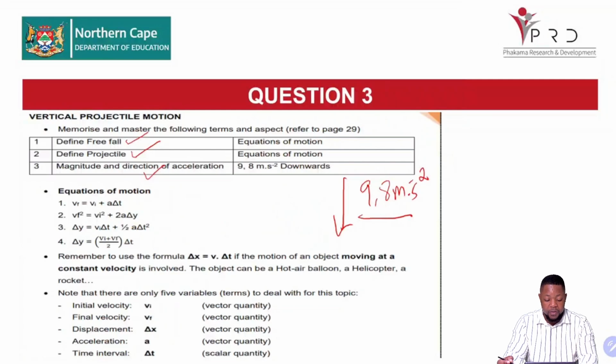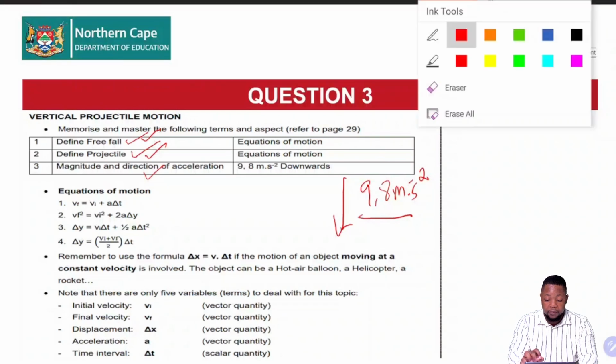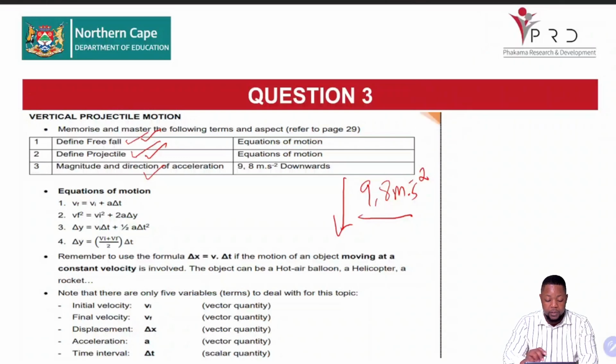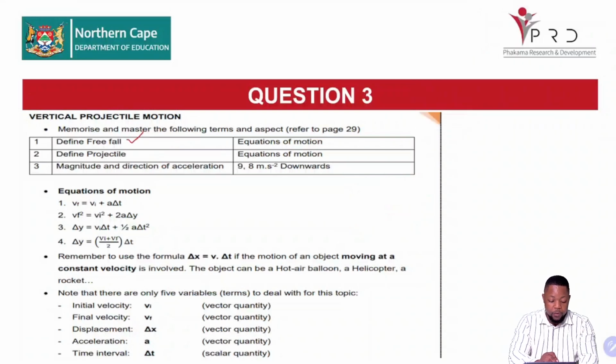The question 3 is based on the following. The definitions that are important here are free fall and projectile. Free fall and projectile are very, very important for you to get the marks in question 3. You must be able to define free fall. You must be able to define projectile motion.